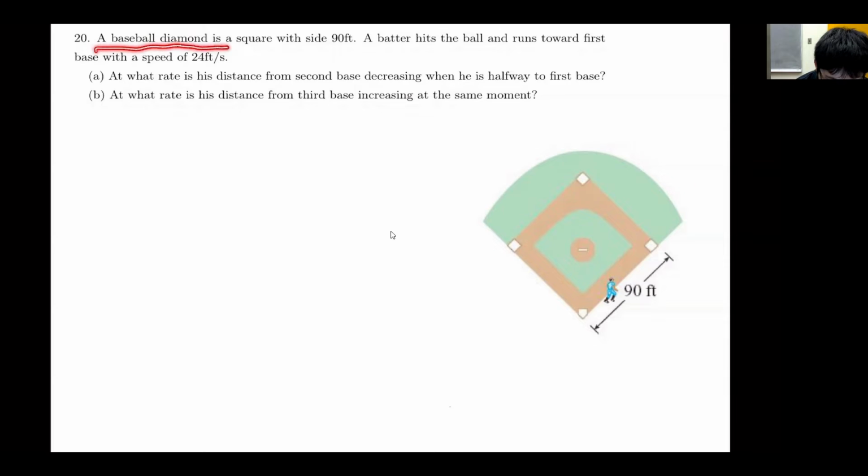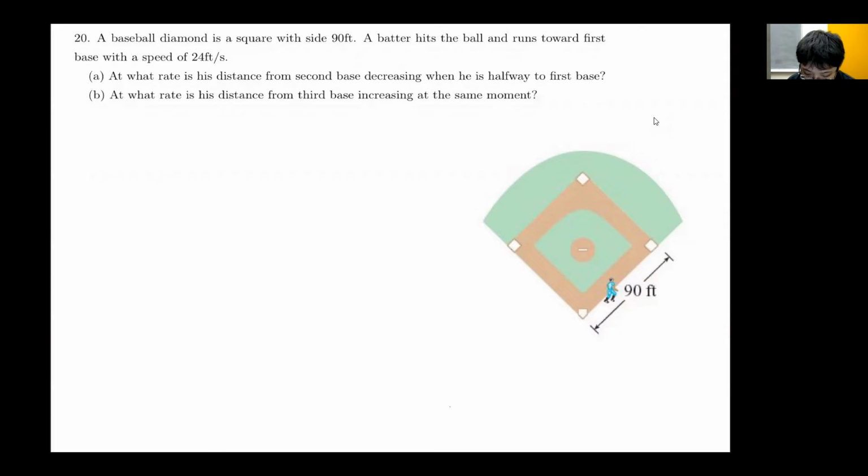A baseball diamond is a square with side 90 feet. A batter hits the ball and runs towards the first base with a speed of 24 feet per second. So part A asks, at what rate is his distance from the second base decreasing when he's halfway to the first base? And part B says, at what rate is his distance from the third base increasing at the same moment? Okay, so this is the problem statement.